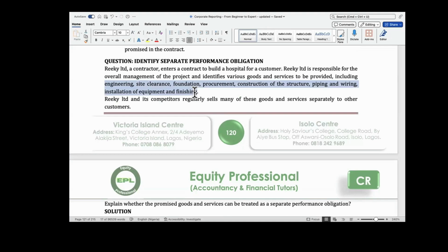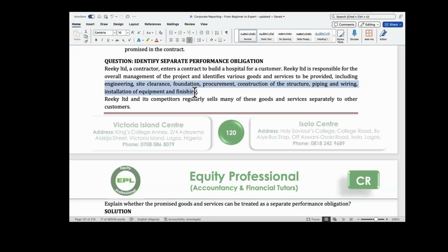So do they have a distinct function? That's the first question. If you offer engineering alone, like we give him his building plan and all of that, can the customer benefit from that on his own? Of course, the answer is no. Or can he benefit from site clearance on his own? The answer is no. So each of them doesn't have a distinct function. So the customer cannot benefit from them separately or on their own.